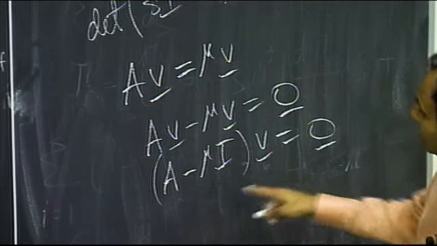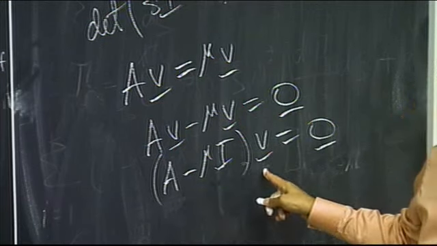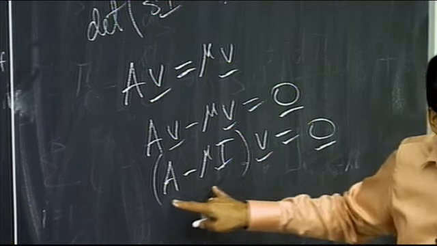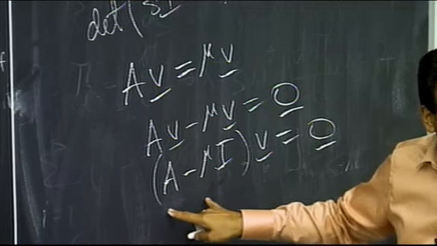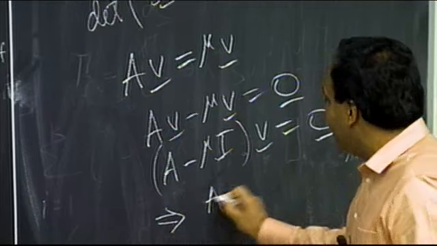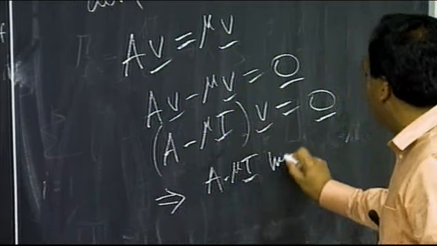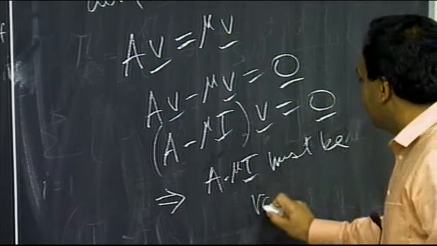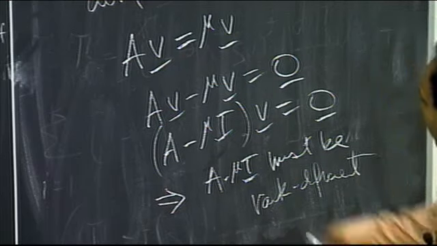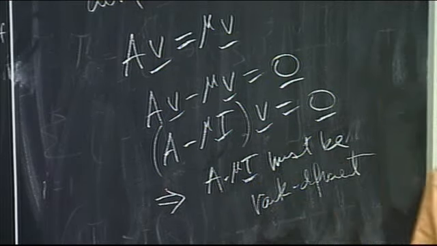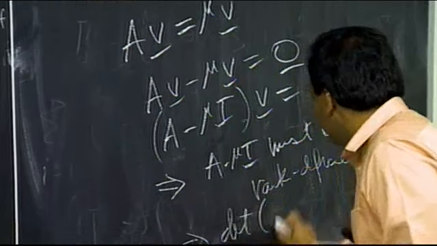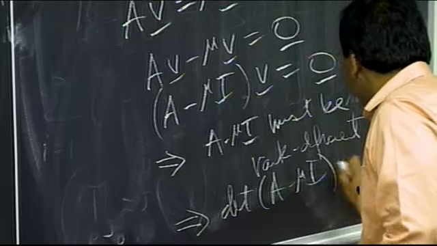Because the only way this can be 0 is if something multiplied by this vector v is 0, where v itself is not 0, which means this thing here has a null space, which means it's rank deficient, right? So this says that A minus mu I must be rank deficient. Which tells me what? If this is rank deficient, what does that tell me? That the determinant of this thing has to equal 0. Okay?